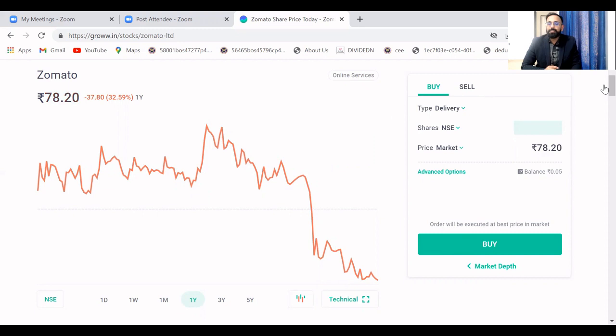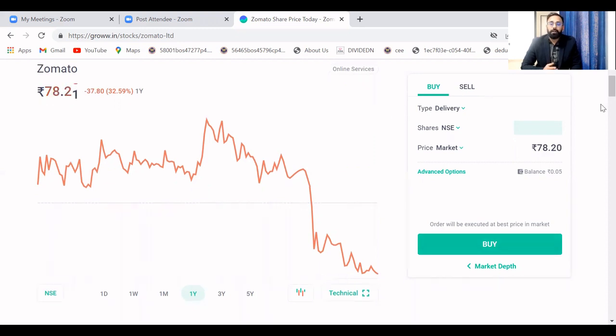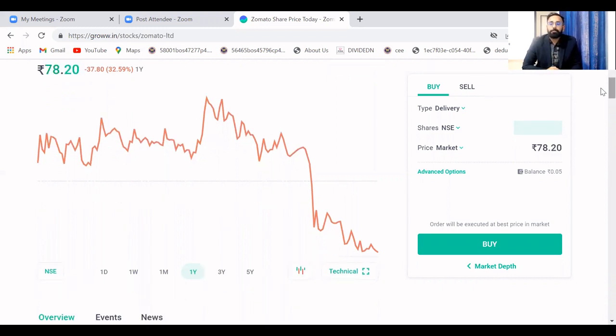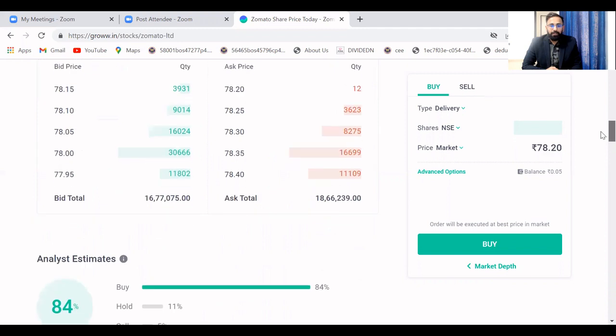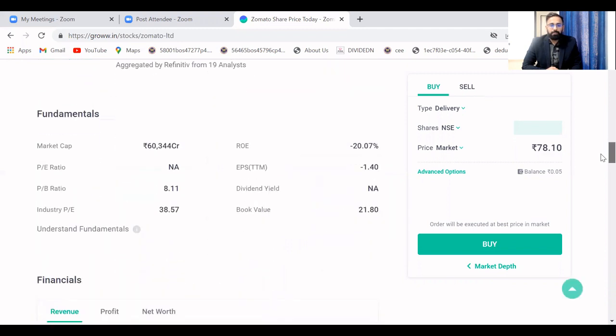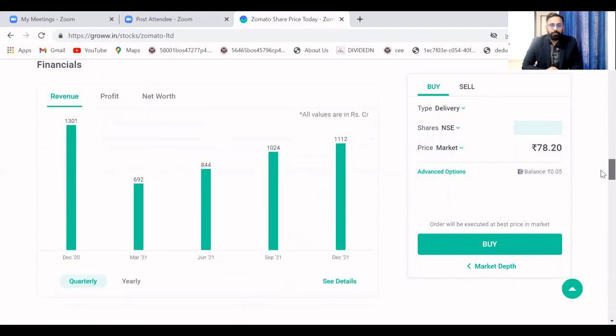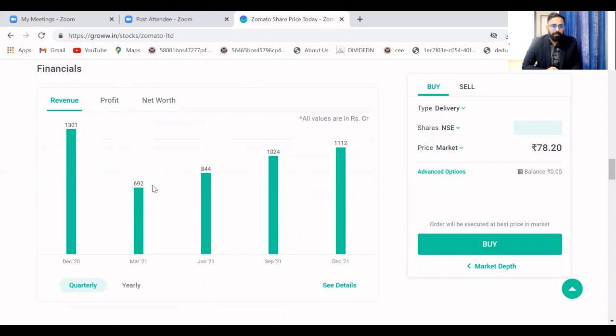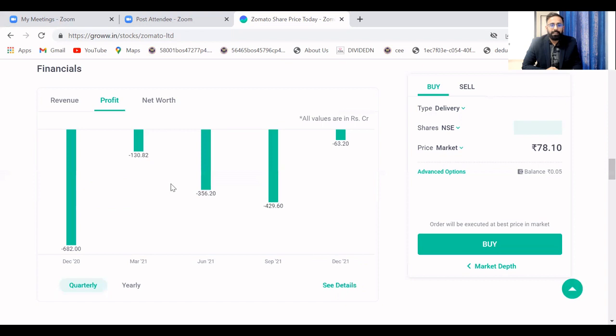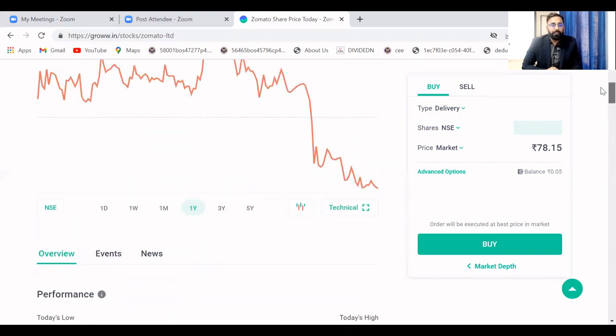So now people realize that Zomato is not working better, and the market also realizes that Zomato is not working better, and accordingly the share price of Zomato is calculated. If we see the profits of Zomato, you can see Zomato is making losses here, right? So be smart before investing your hard-earned money, right?